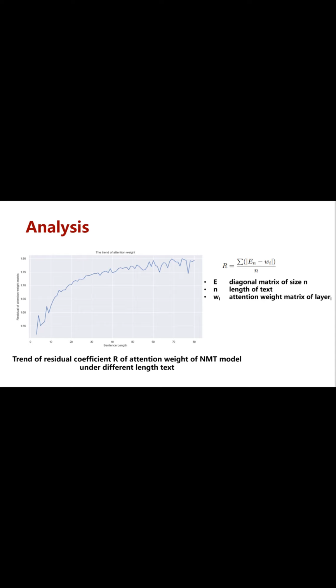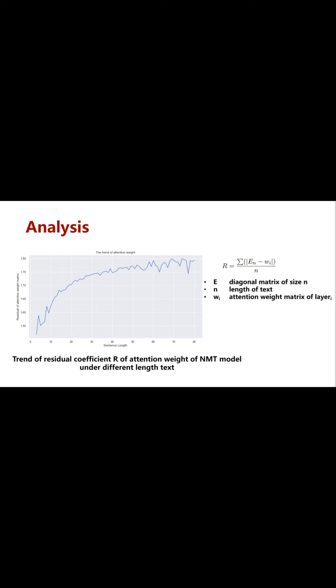Due to different text lengths, we use the residual coefficient R to express the performance of the attention weight matrix, where n is the length of the text, E is the identity matrix of size n, and Wi is the attention weight matrix of layer i. The larger the residual coefficient R is, the less concentrated the attention weight is. Then we test the variation trend of R on different text lengths on the ambiguous dataset, and get the result shown in the following figure.